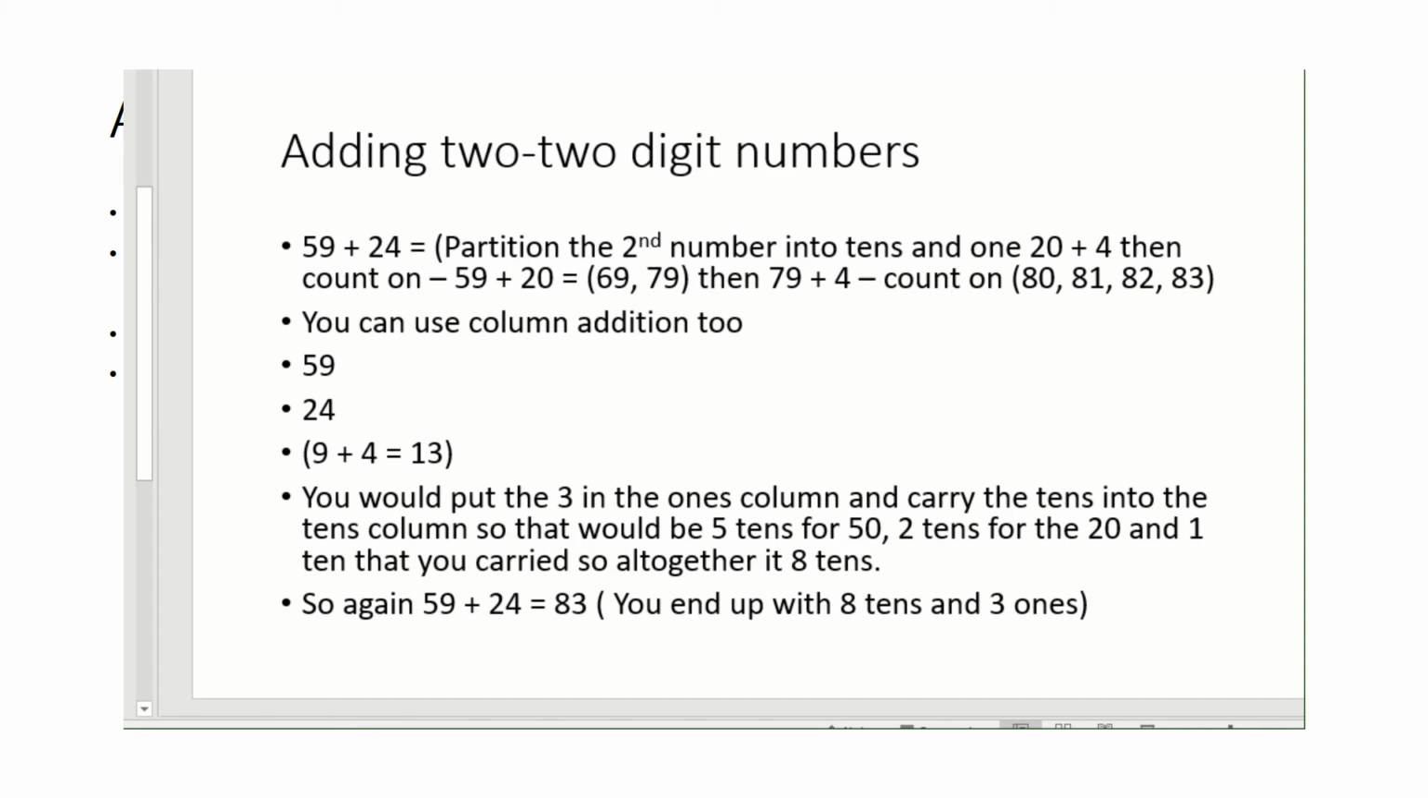So that's one way, but you can also use column addition. Look, I've put it underneath. So you've got 59 and 24. So you add your 1s first and you get 9. Add 4 is 13 because I've added 1 and I know I need 3. So you would put the 3 in the 1s column and carry the 10 into the 10s column. So in that 10s column, you'd have 5 10s for 50, 2 10s for 20, and a 10 that you carried over. So altogether you'd have 5 10s, 2 10s, 1 10 equals 8 10s. So again, 59 add 24 equals 83, because you end up with 8 10s and 3 1s.